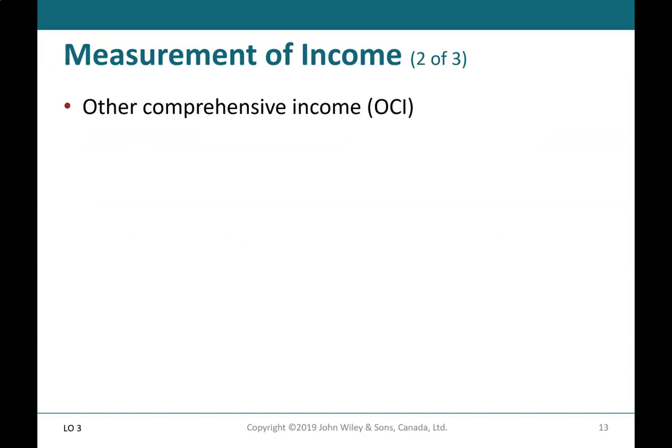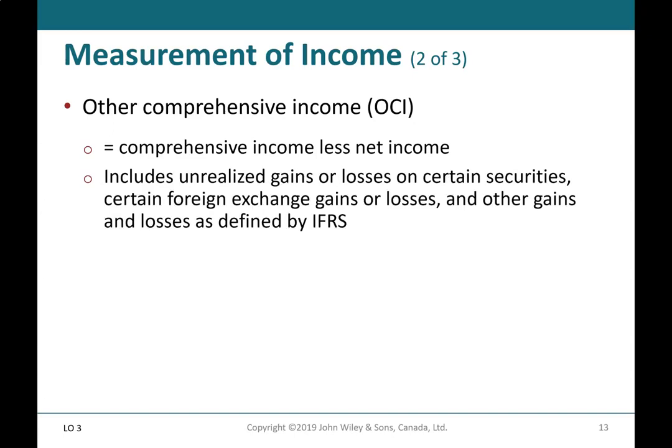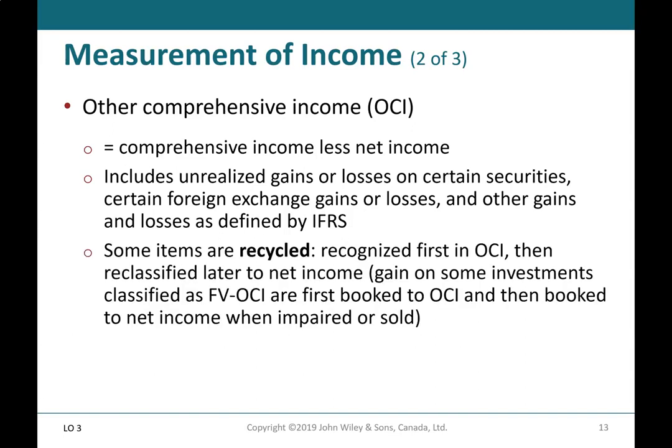Measurement of income, 2 of 3. Other comprehensive income, OCI, equals comprehensive income less net income. It includes unrealized gains or losses on certain securities, certain foreign exchange gains or losses, and other gains and losses as defined by IFRS. Some items are recycled, recognized first in OCI, then reclassified later to net income.